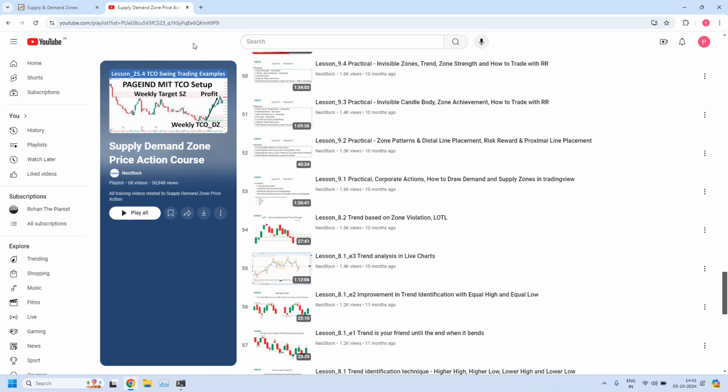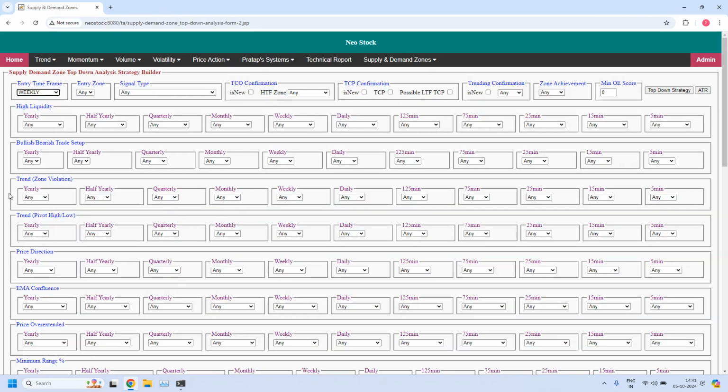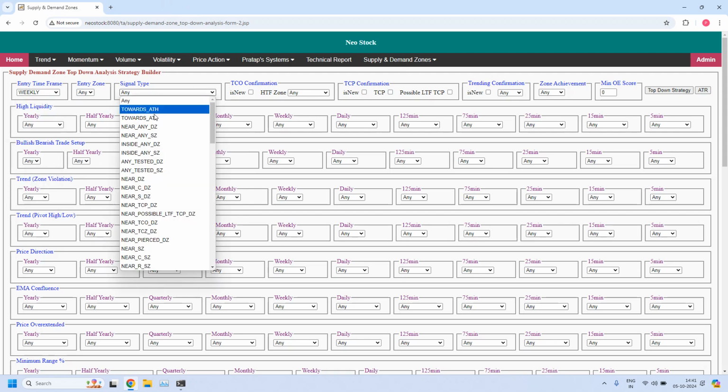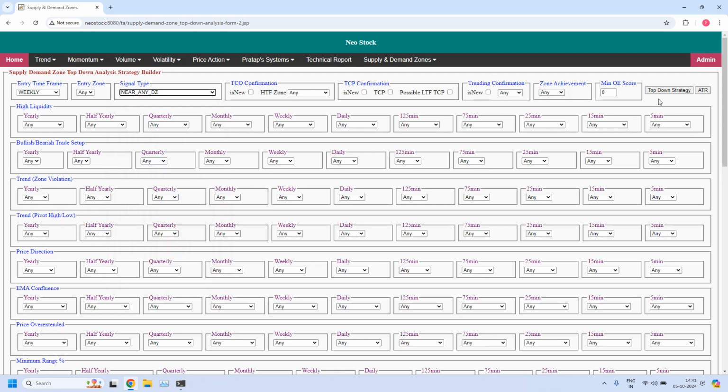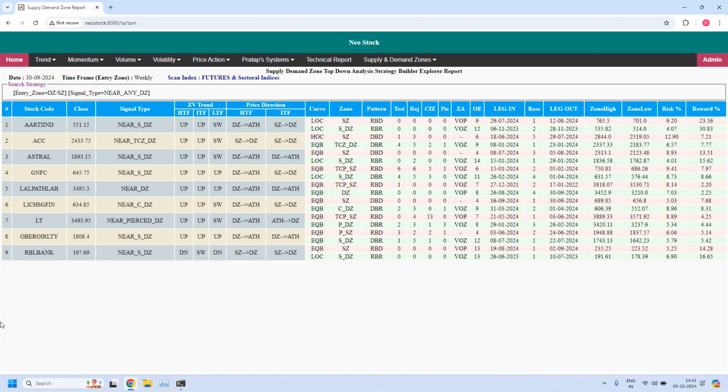Now let's get into the weekly report generation. So entry time frame weekly, let us find the stocks near weekly demand zone. 9 stocks are filtered. In all these 9 stocks, prices are near to the weekly demand zone.